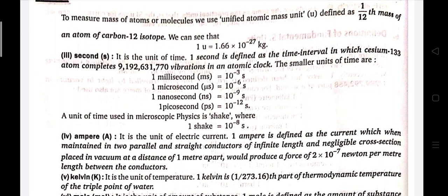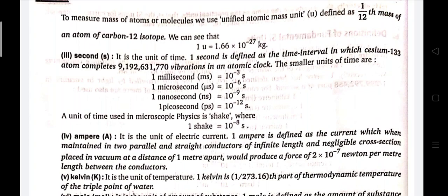Then the third fundamental unit is second. 1 second is defined as the time interval in which a cesium-133 atom completes 9192631770 vibrations in an atomic clock.